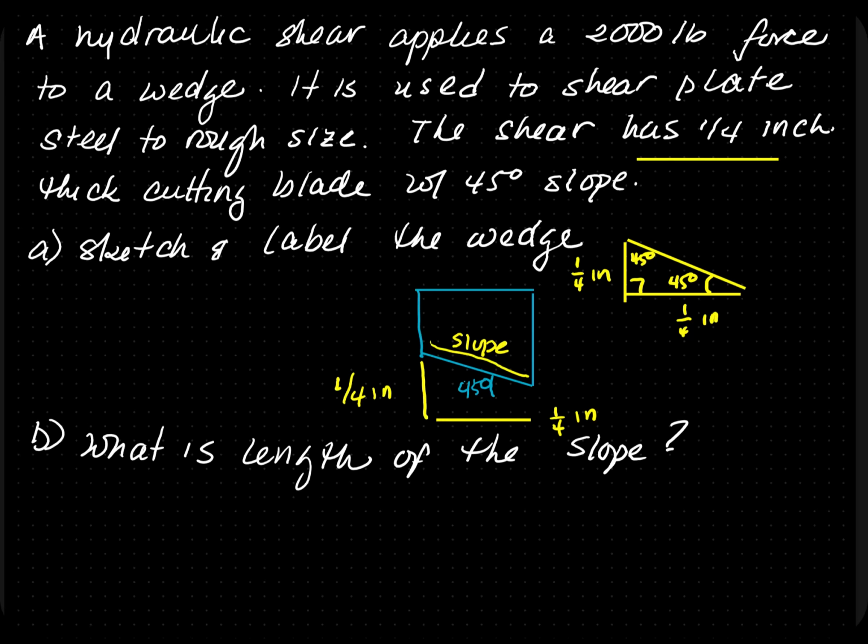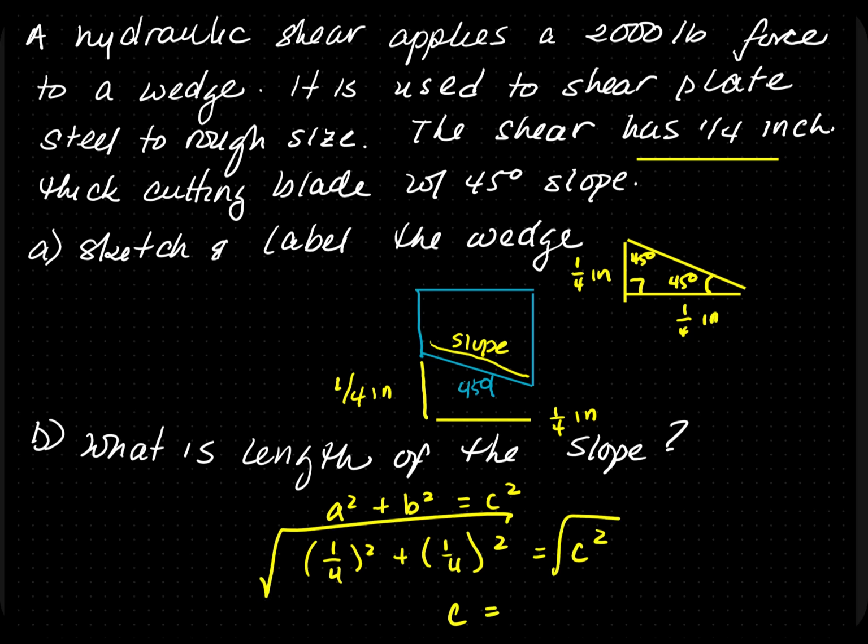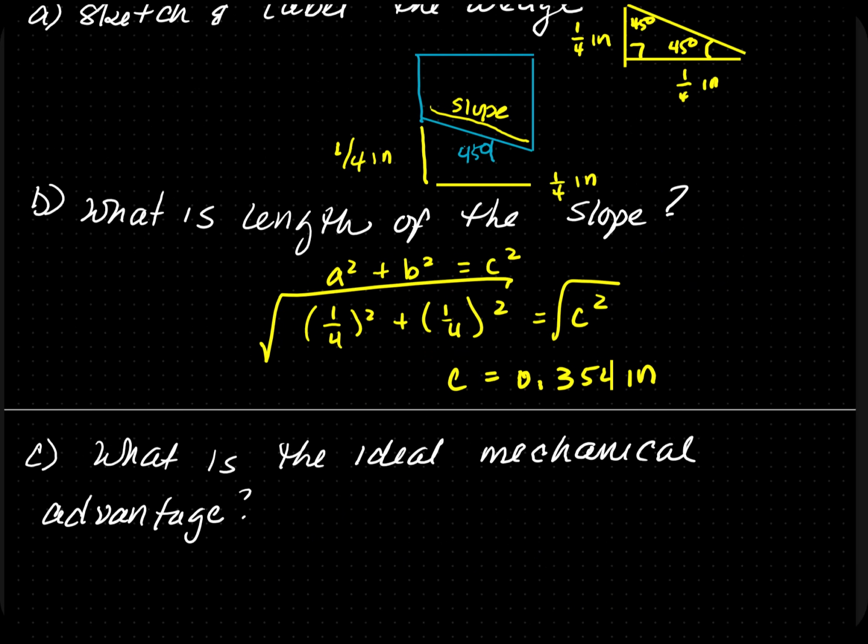So to find the slope, since this is a right triangle, we're going to use the Pythagorean theorem. A squared plus b squared equals c squared. So this is going to be 1/4 squared plus 1/4 squared equals c squared. Take the square root. So c is going to equal 0.354 inch.